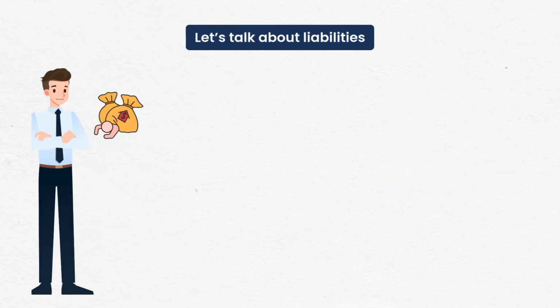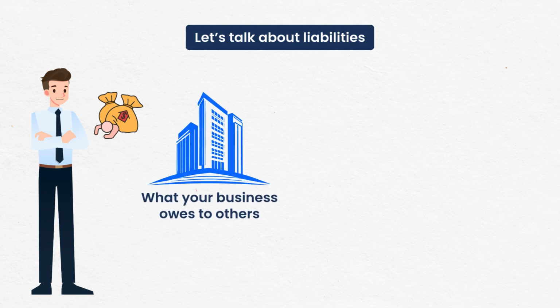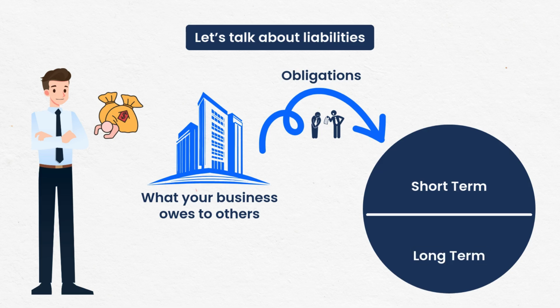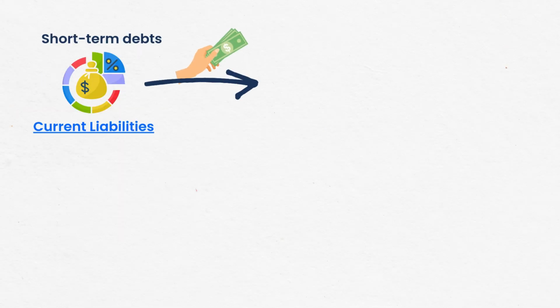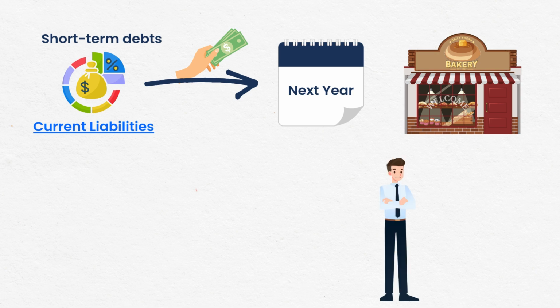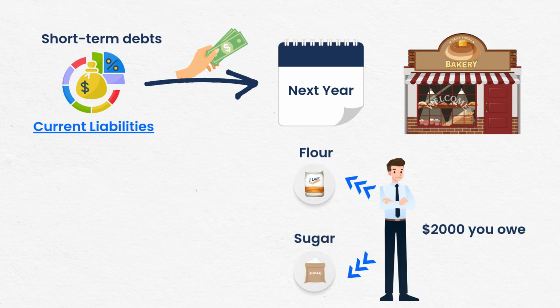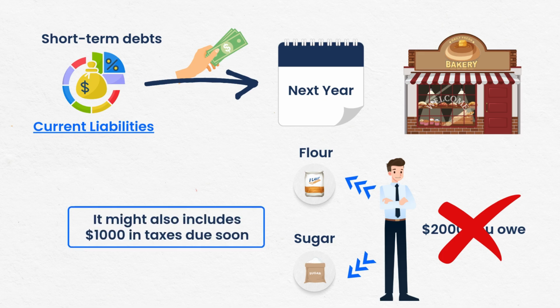Next, let's talk about liabilities. These are what your business owes to others, and they're split into obligations due in the short term and the long term. Short-term debts, called current liabilities, are amounts you need to pay within the next year. For the bakery, this might include $2,000 you owe your suppliers for flour and sugar you have already received but have not paid for yet. It might also include $1,000 in taxes due soon.